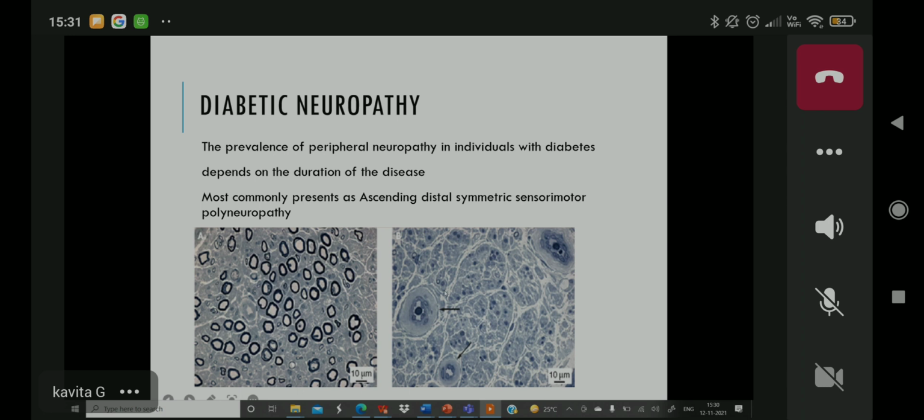Either they are on the right side, where have they all gone? So there's nothing. So there's a complete loss of the nerves. Whatever little bits are left here, you can barely see. So it's a completely destroyed kind of thing, and this is common with diabetes.